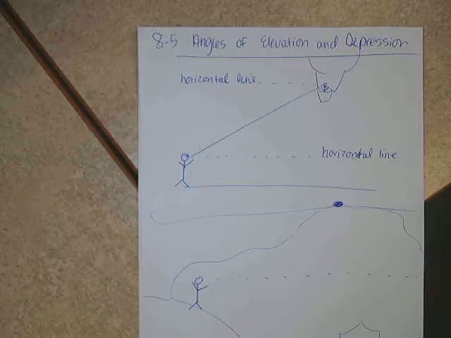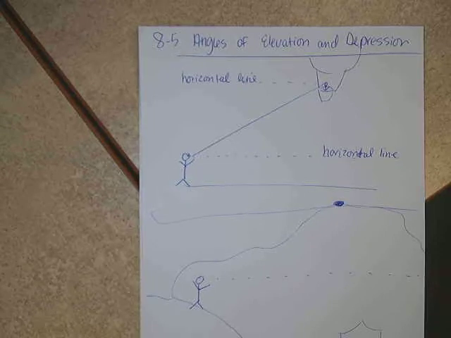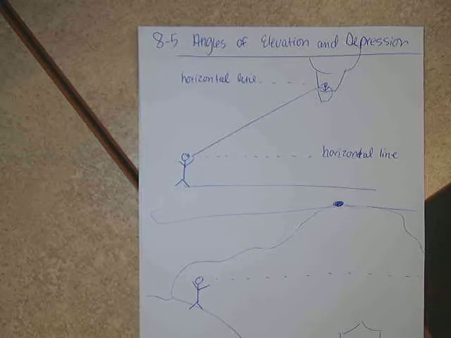Hello, this is 8-5 Angles of Elevation and Depression, and part of what you're going to be doing is identifying which type of angle something is, and the other part is going to be using that information to find distances or angles in conjunction with trigonometry. So the first thing we need to talk about is what they are.